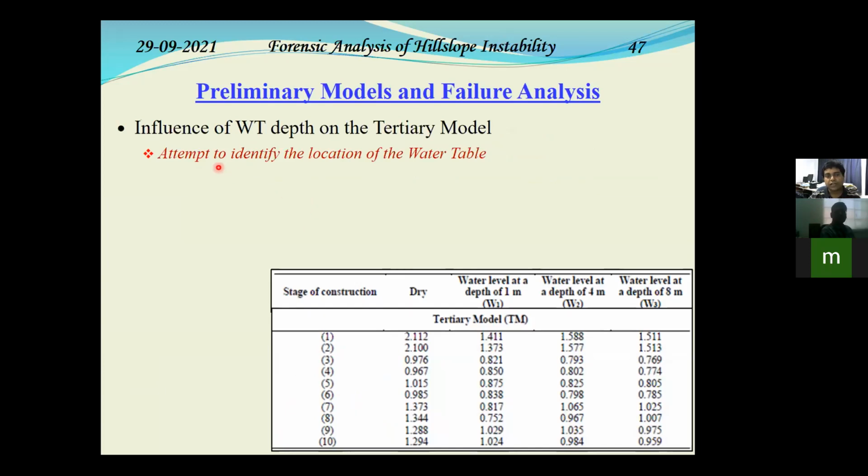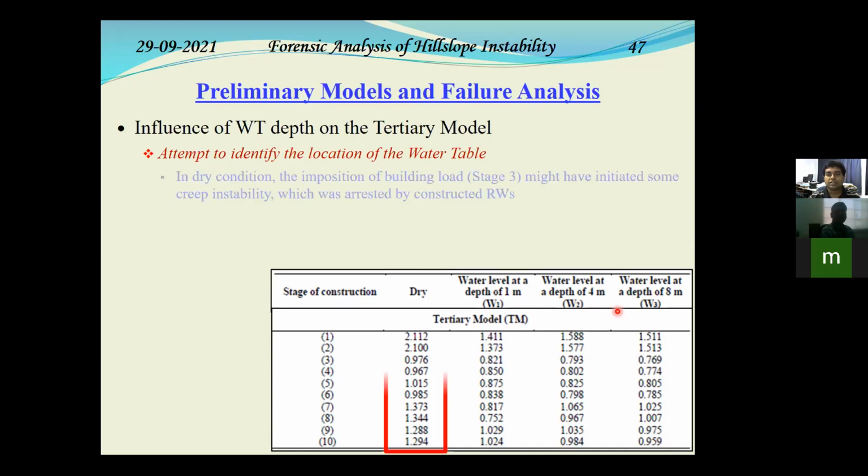So we tried to identify the location of the water table, now considering only the tertiary model, because its stratigraphy seems to respond with better behavior, as we have observed in the field. Then we tried to identify the water table location, whether it is at W1, W2, or W3, which one is more reasonable. Now see, all this information was not there from the beginning. So that's where forensic understanding and engineering judgment come into the picture, where you figure out the most reasonable thing.